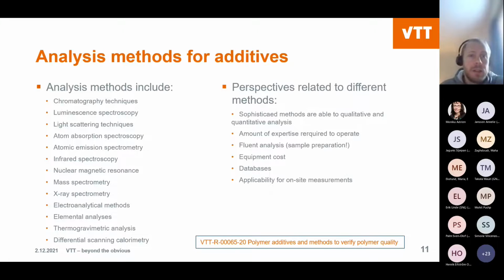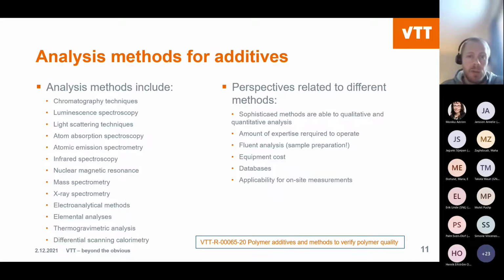Then we listed all the techniques that we could find that are used in additive analysis. So as you can see on the left-hand side, the list is rather long, and some of the interesting perspectives regarding these analysis methods are that they should be sophisticated enough that they are able to do qualitative and quantitative analysis, because you basically want to know how well your additive performs. So that kind of information is then required.